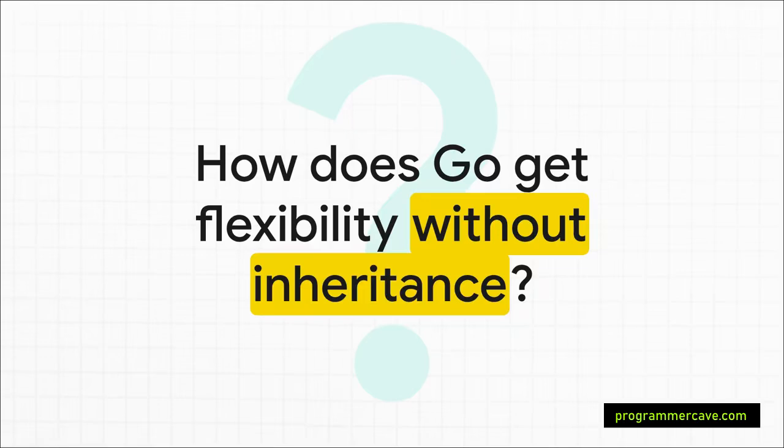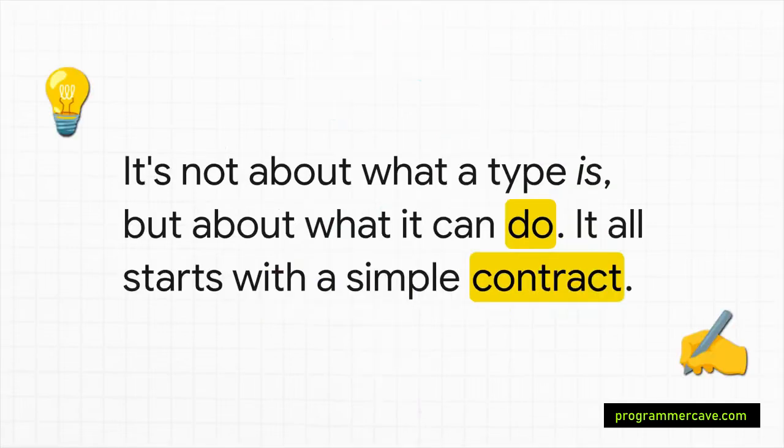So it all really starts with this question, which gets right to the heart of Go's design philosophy. If you're coming from another language like Java or C++, you might be scratching your head, wondering, how does Go pull off this kind of flexibility without the big, complex class hierarchies you're used to? And the answer, it turns out, is surprisingly simple and elegant. In Go, it's not about what a type is. It's all about what it can do. And it all comes down to a simple idea, a contract.